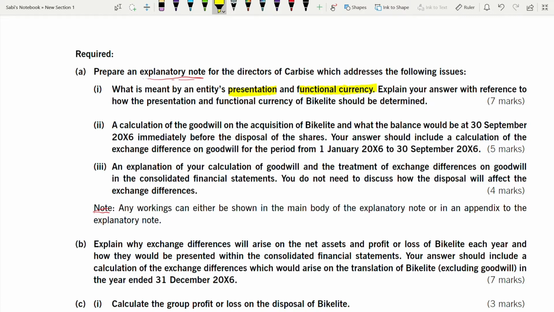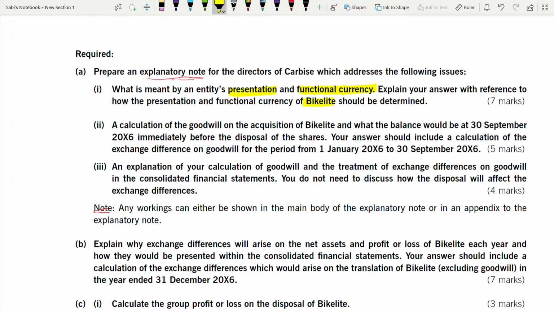This is something where a candidate or a student should be able to get full marks. If not full, then most of the marks, at least 6 out of 7 or 5 out of 7, because I believe that this is one of the easiest areas where you have to do translation of financial statements. Presentation, functional currency, what is it? Because this is all general knowledge questions. It should not be something very tough. So explain your answer with reference to, okay, this company, how it should be determined for Bakelite.